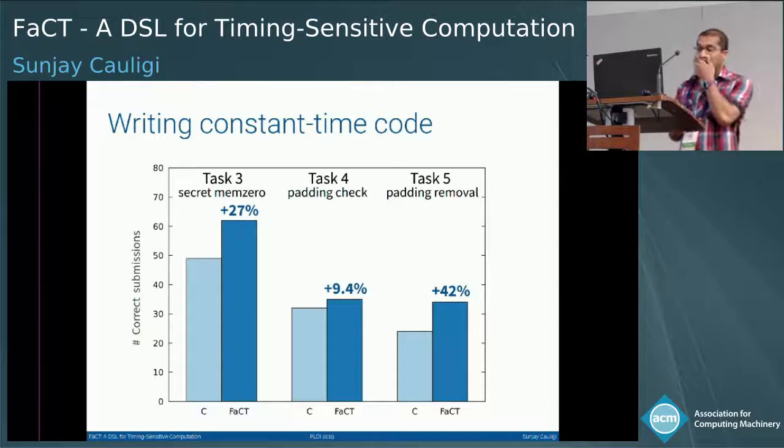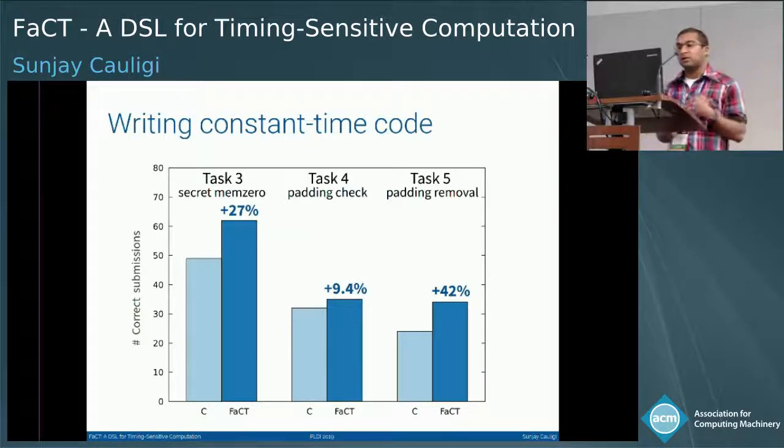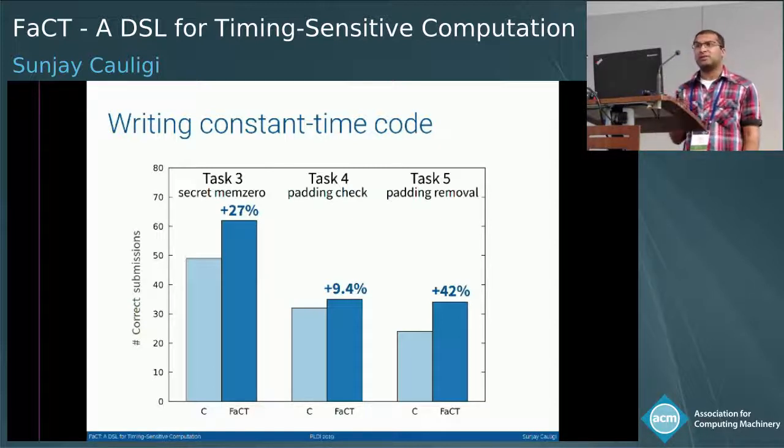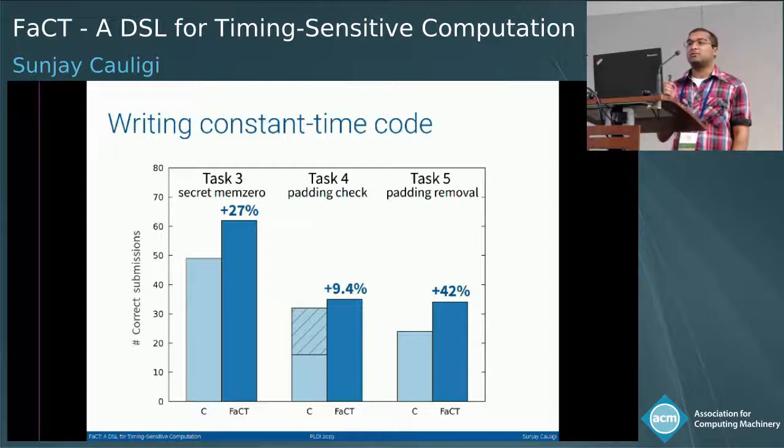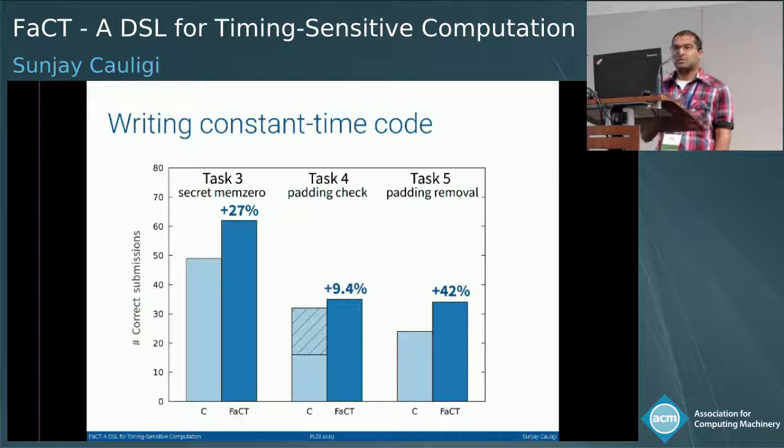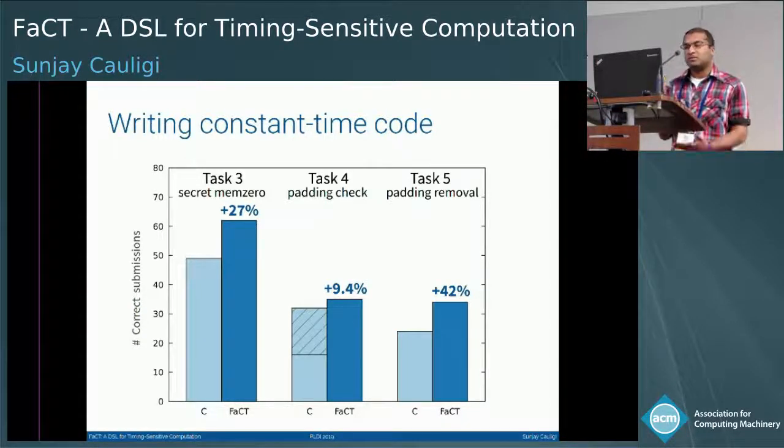You'll notice task 4 looks substantially lower than the other two. We actually had a bug in our framework specifically for task 4, where it was allowing students to pass the task even though they didn't write constant time code. So there were actually only 16 students that submitted constant time code to pass the task. The other 16 did not submit constant time code and were still able to pass the task because of this bug in our framework, specifically task 4. But students were still better able to complete the task in FaCT.